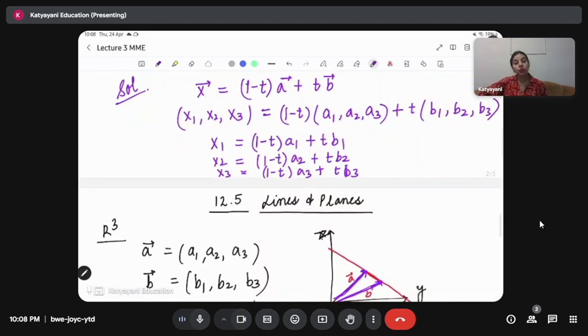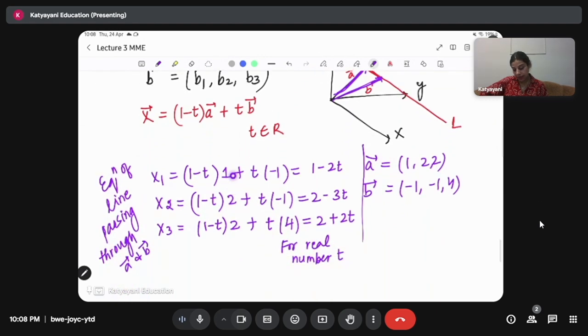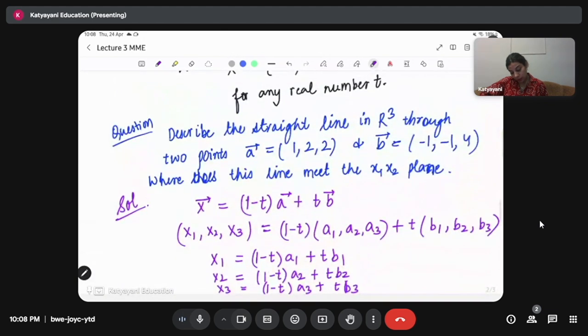So you will first write down the equation like this, and then when you open it up, you can see that x can be written as x1, x2, x3. A can be written as a1, a2, a3, and then you open these. This is what you would get. So this will give you the equation of the line. Now the second part of the question says: where does the line meet the x1, x2 plane?